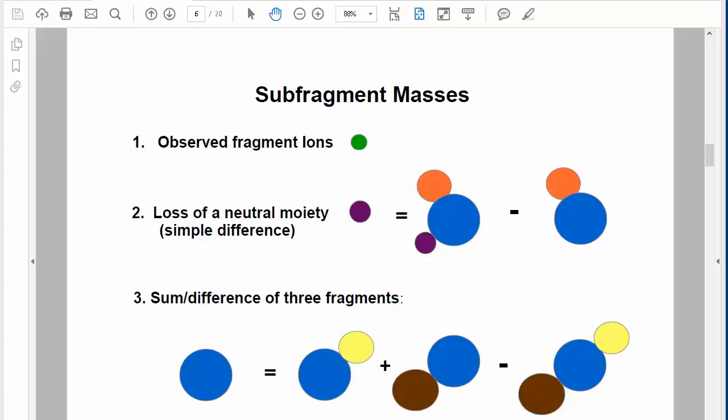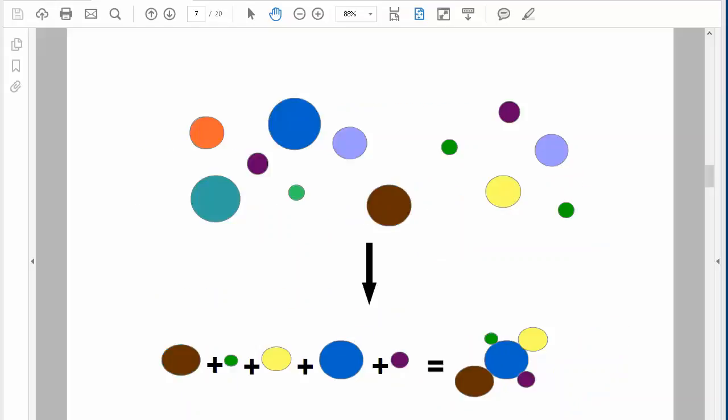We need to first find the masses of potential subfragments. There are three types of subfragment masses: observed fragment ions, simple mass differences between fragment masses, and finally some differences of three fragment ions. A partition of the molecular weight would be a set of subfragment masses that sum up to the mass of the whole compound.